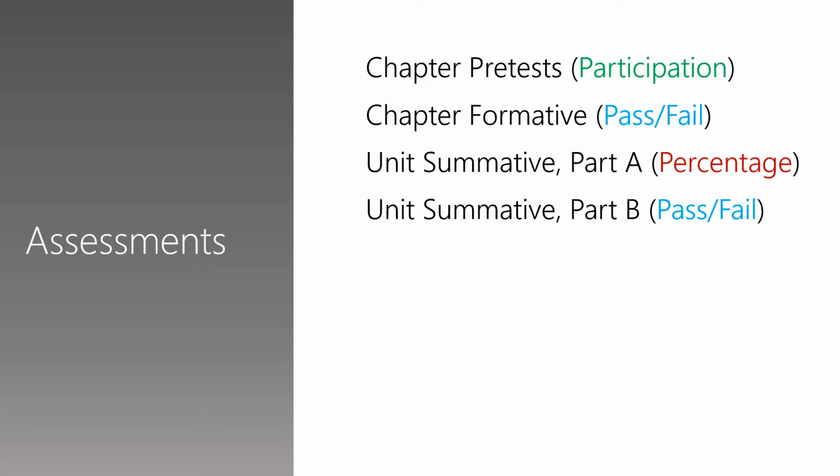There's a second part to the unit exams called the Part B summative. The Part B summatives are the more rigorous problems. These are the story problems, essentially, the ones that require multiple steps to solve and integrate multiple concepts. These are going to be pass-fail. There's going to be 5 questions and you've got to get a certain number of them right to pass the Part B.